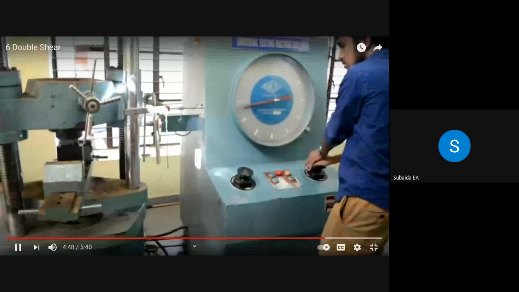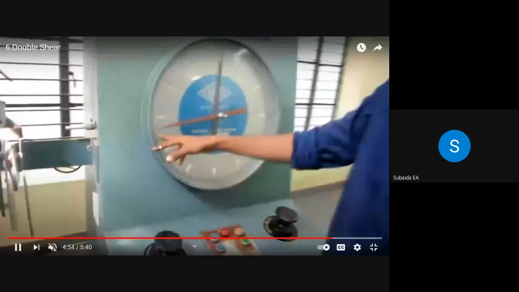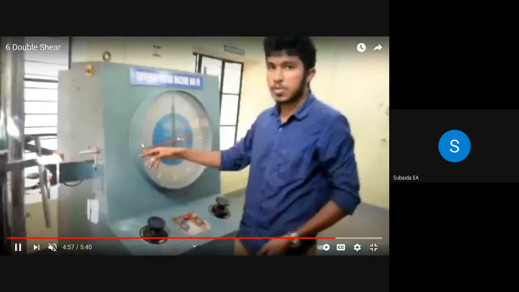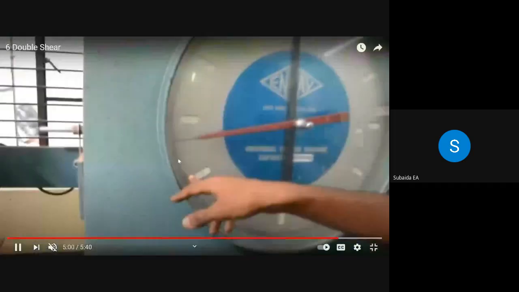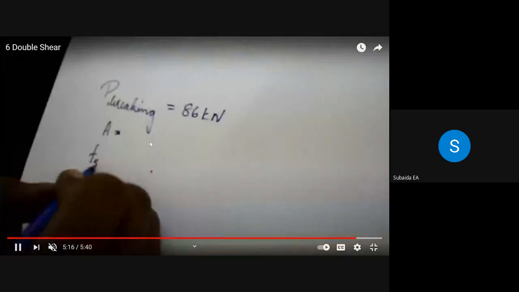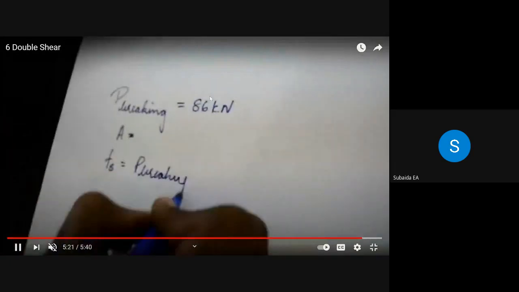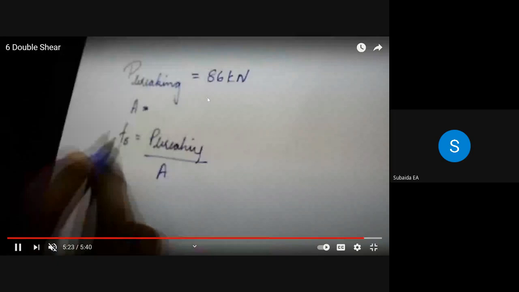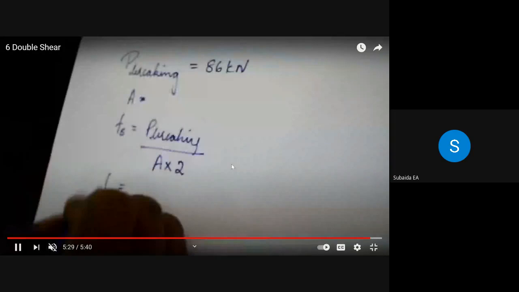Now from the red needle we can read the maximum load that is reached. This maximum load you read from the dial, then that will be in kg or ton as obtained from the UTM. Then divide by 2 into the area of cross section and that will give you the stress in kg per centimeter square. Then you can convert it to Newton per mm square. This machine is giving the value in kilonewton, that is why they have written like this. So this is the calculation.